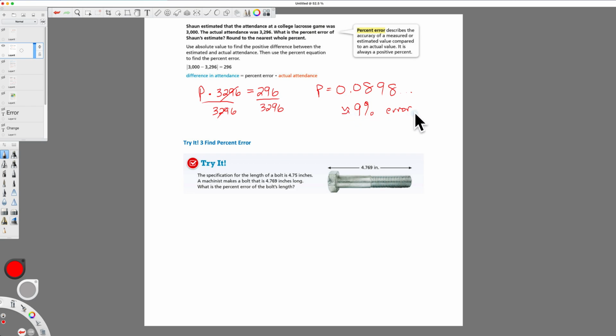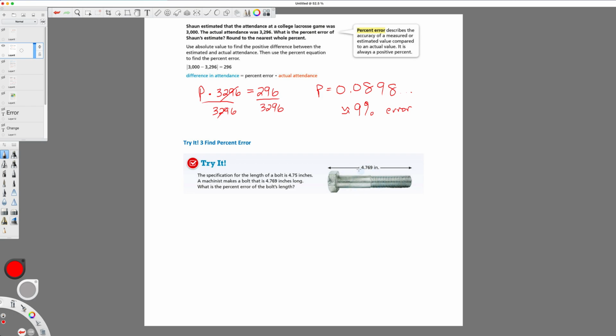In fact, 9% off is not too terrible at all. Depending on how serious the situation is determines how much off you're allowed to be. So if it is like the distances for laser eye surgery, you better be really close to what it's supposed to be. But here, does it really matter that he was 9% off? No, doesn't really matter. So let's do another one.